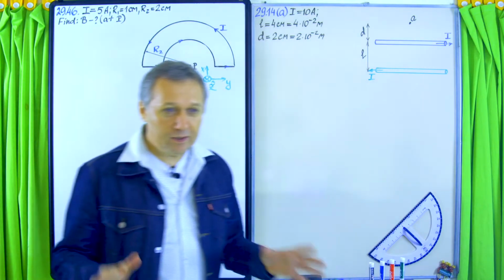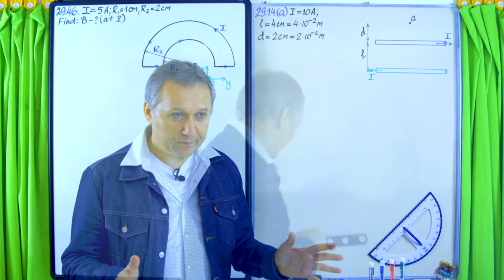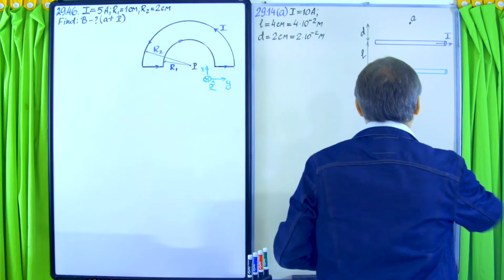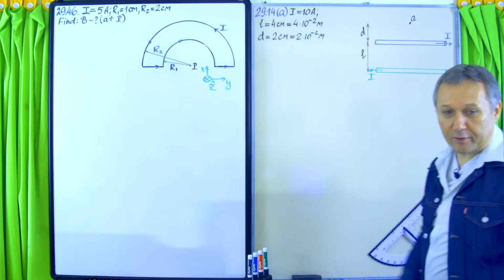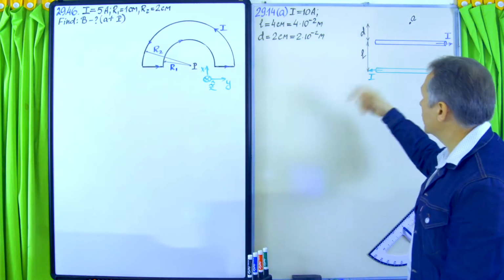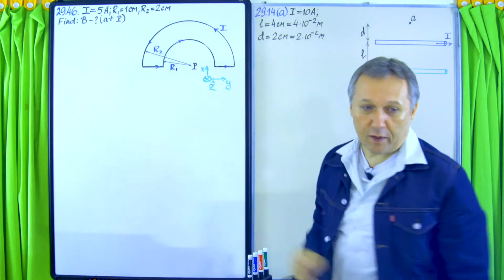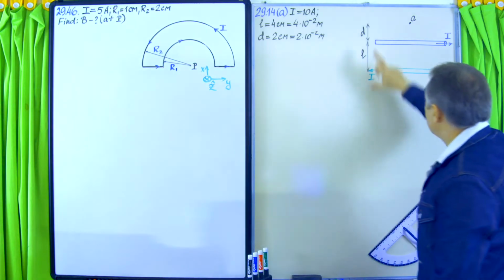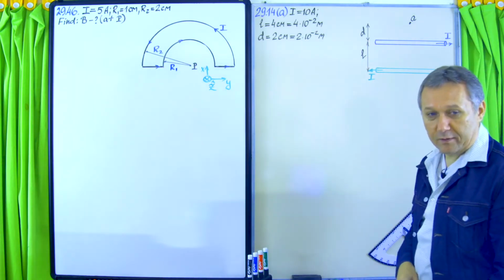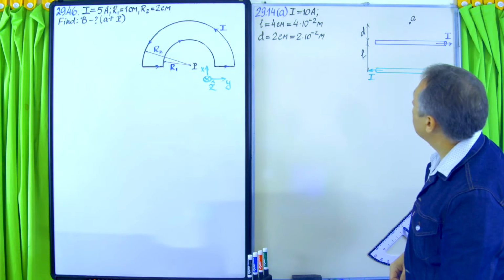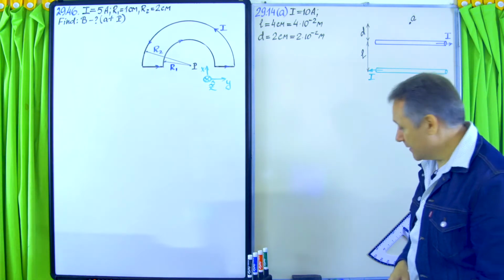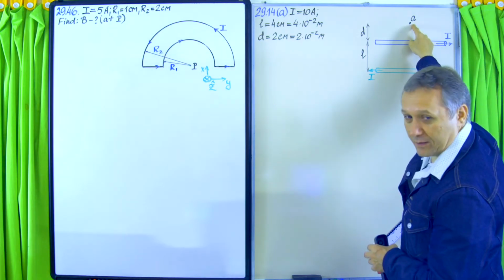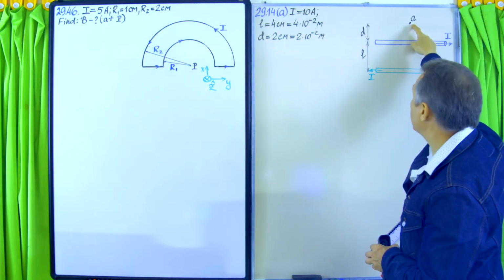Two infinitely long straight wires. The top one is the blue one, with current to the right, and this green one, again infinitely long and straight, but with the current to the left. The values of the currents are the same, 10 amps, right? Then the distance between these wires, L, is 4 centimeters. And then we need to find the magnetic field at this point A.